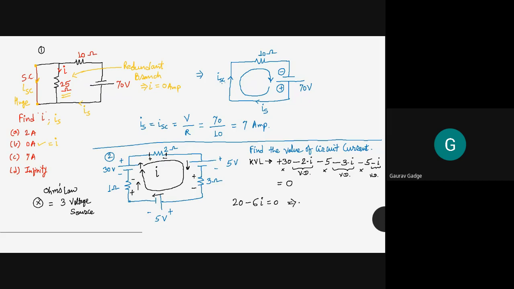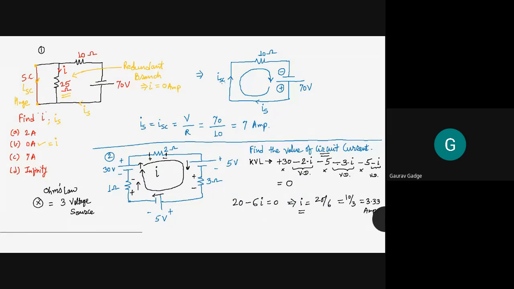And what is the value of current I? I is equal to 20 upon 6. And how much is it? It is 10 upon 3. 3 threes are 9, 1, so again, it is 3.33 ampere. That is the value of current I, which is called the circuit current. So see, to find the value of circuit current, it takes very less time.